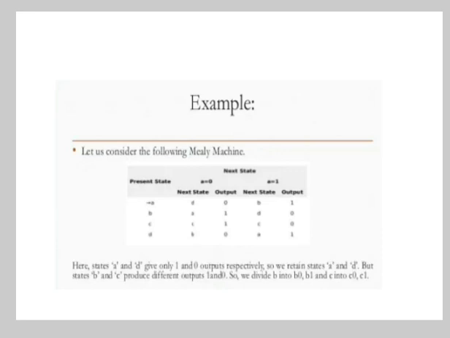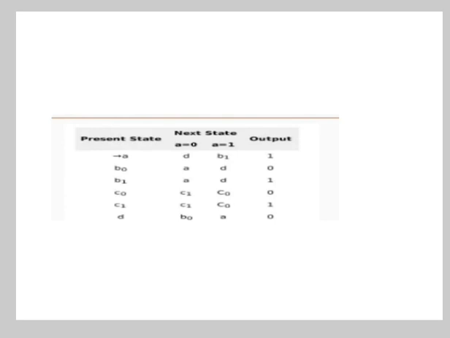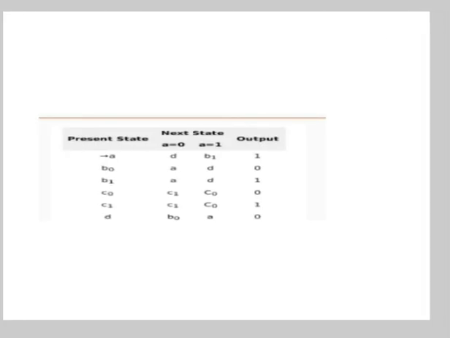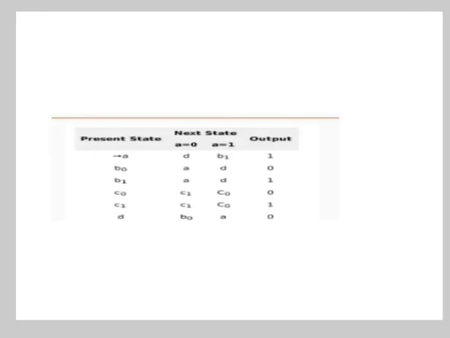So here an example is considered. State A and D give only the 1 and 0 output respectively. So we can retain the states A and D, but the states B and C can produce different outputs. Here the state table for this is given. So in the Moore machine, we have seen that the output signals are only dependent on the present state. For the Moore machine, the output signals are usually drawn inside the state bubbles.